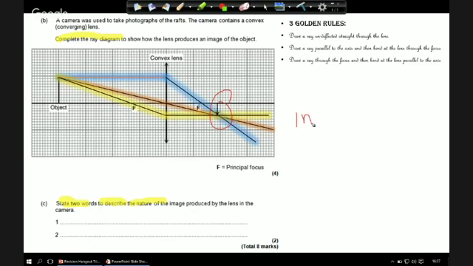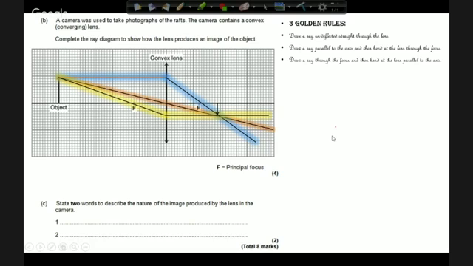So if we wanted to now describe this image, what can we say? Well, it is inverted, it's upside down. If we compare it to the original object, it is diminished. And it is a real image, because it appears on the right-hand side and we could project it on a screen if we wanted to. So any 2 of those for your 2 marks there.